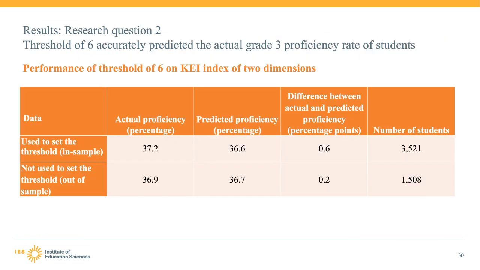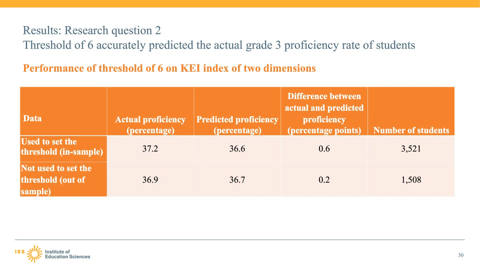Because SDP wanted to measure the percentage of students who are on track to be proficient in grade 3, we wanted to select a threshold that would match the actual proficiency rate in grade 3 on the PSSA, which is about 37%, as closely as possible. So we used one portion of our data, the top row in the table, to set a threshold of 6 on the 1 to 10 index of the 2 dimensions that we constructed. And that's predicting a proficiency rate of about 37%.